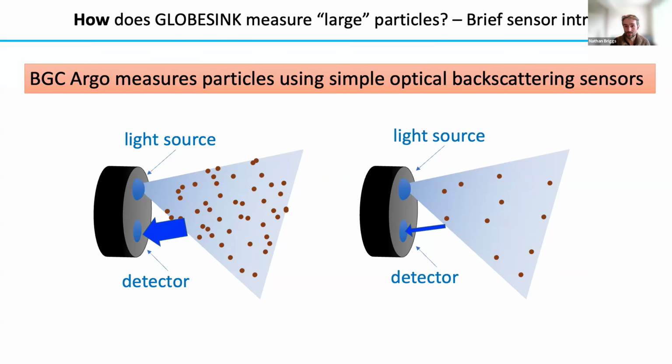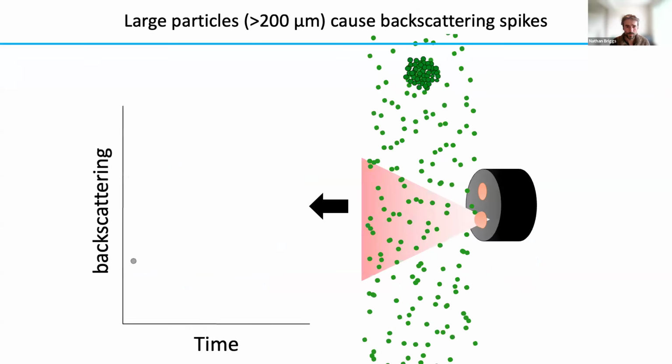And that's really all the sensor does. So how do we get from this measurement to particle size? This takes advantage of the very small sample volume of these sensors.